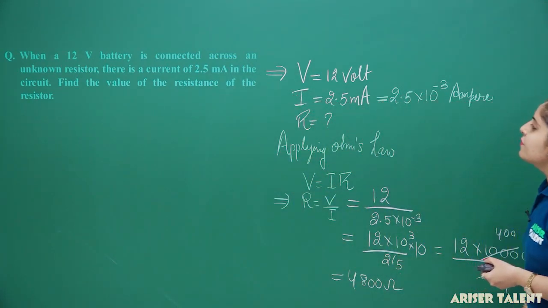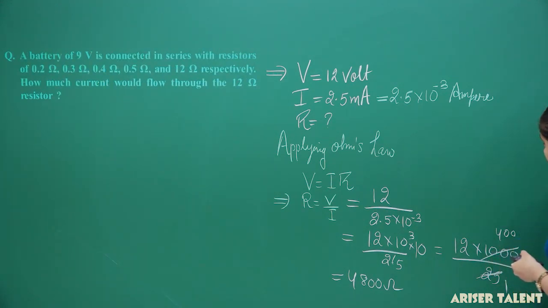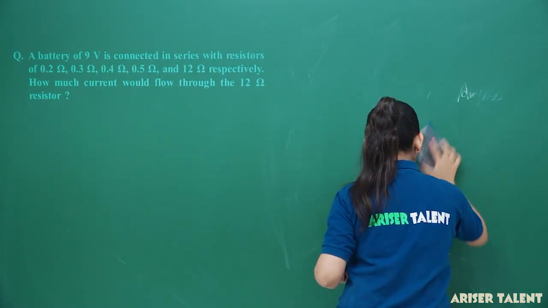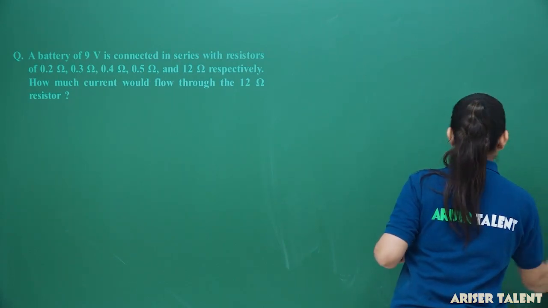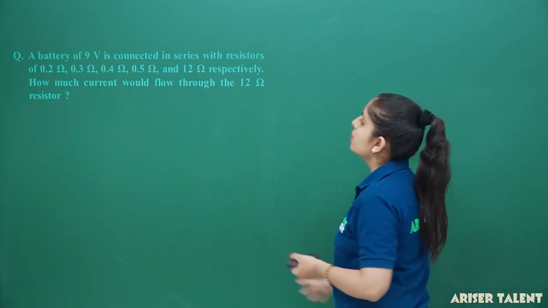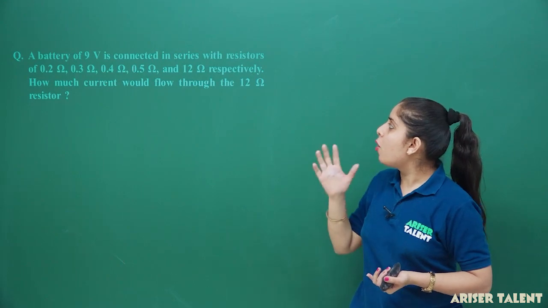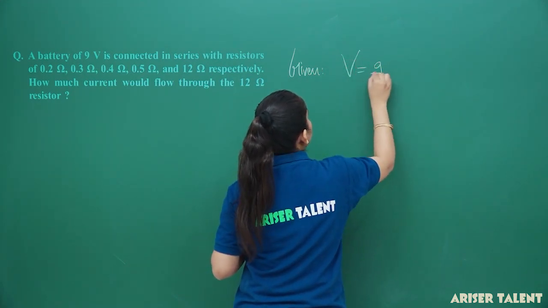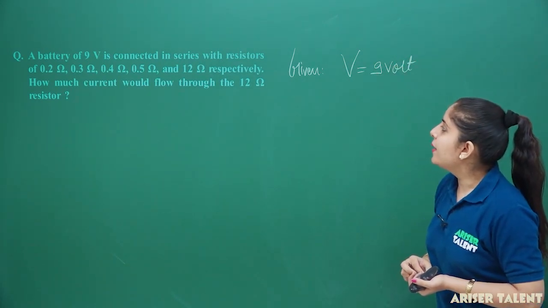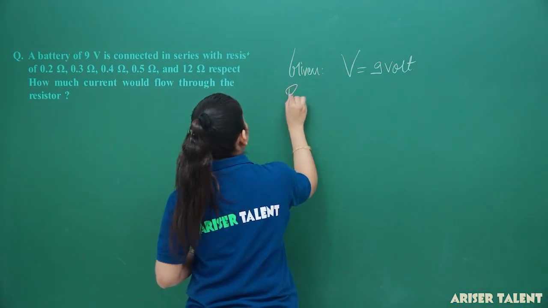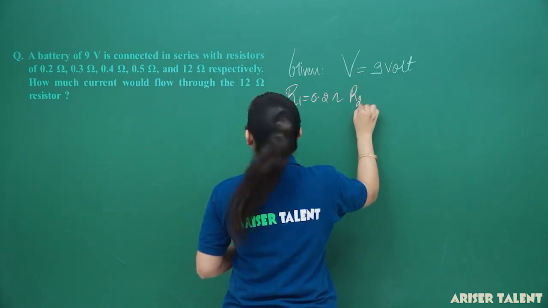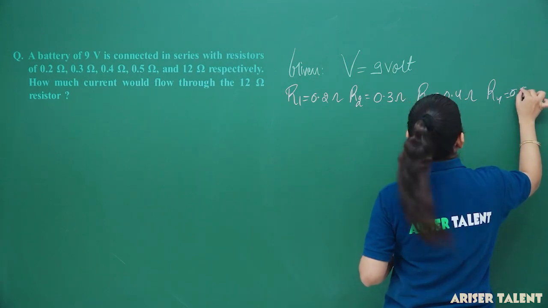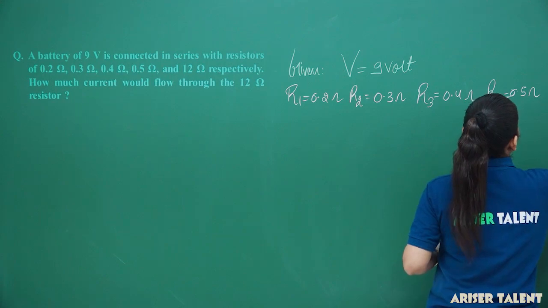Now the next question in this sequence: a battery of 9 volt is connected in series with all these resistors. So first write the given conditions here. The given condition is that the battery is of 9 volt. Now you are provided with 5 resistors, which can be written as R1 equal to 0.2 ohm, R2 equal to 0.3 ohm, R3 equal to 0.4 ohm, R4 equal to 0.5 ohm and R5 equal to 12 ohm.